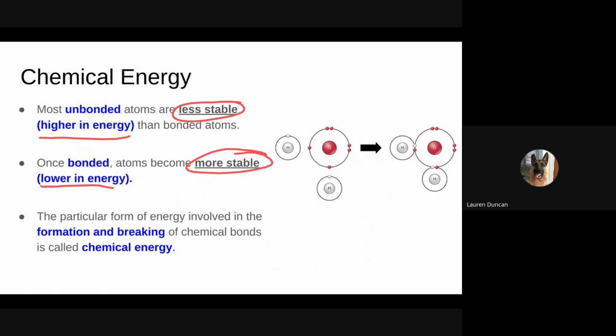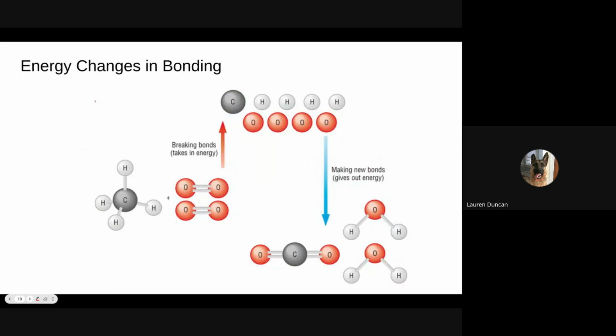So what we're going to be talking about today is chemical energy. Chemical energy is the particular form of energy that's involved when a bond is formed and when a bond is broken. So we're going to talk about how chemical energy changes during bond forming and bond breaking.